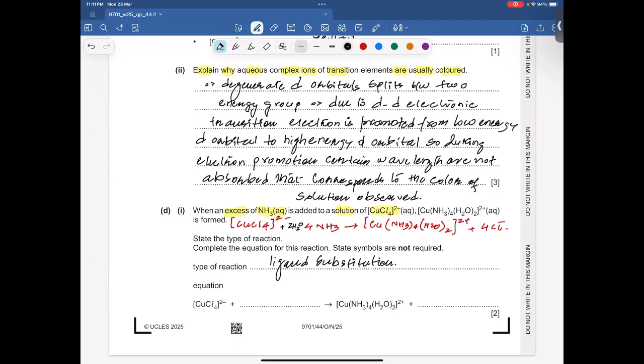Oh, the examiner is looking for the equation. So let me write 4NH3 plus 2H2O plus 4 chloride ions. So that's the equation. And that's easier. That's not that difficult, okay? So both ammonia and water are stronger ligands. They can displace chloride ion easily, which is why it is a ligand substitution reaction or ligand exchange reaction. Let's move on to the next page.